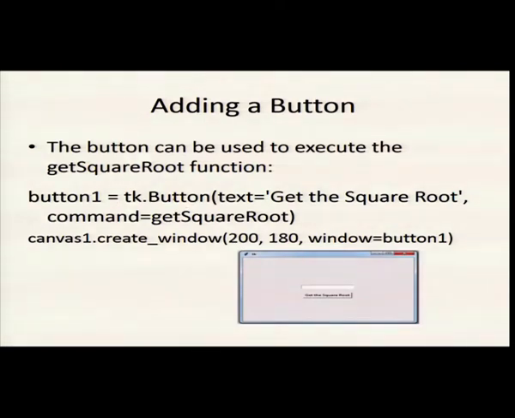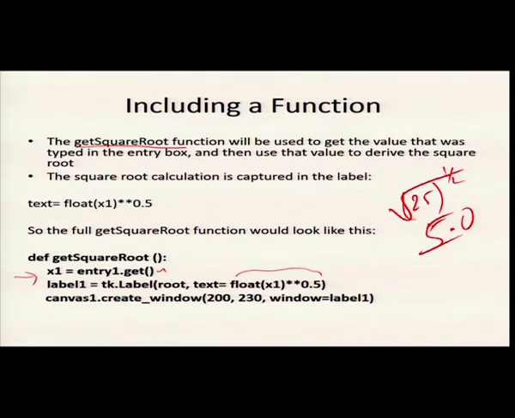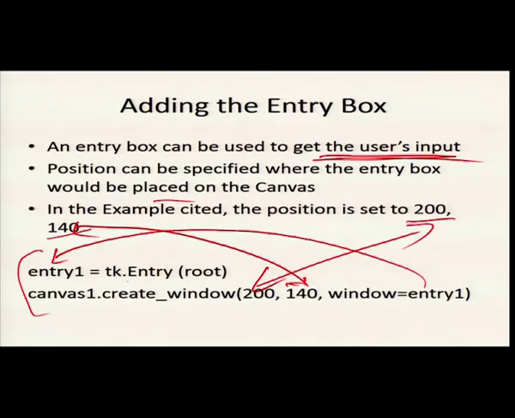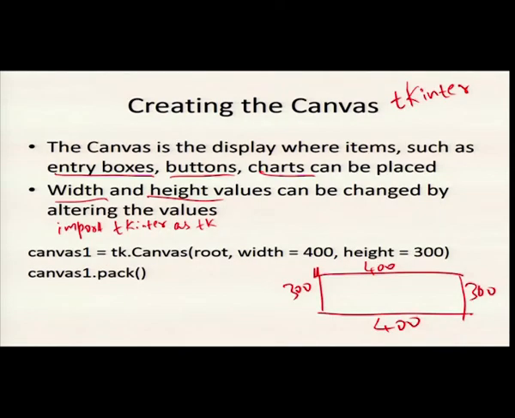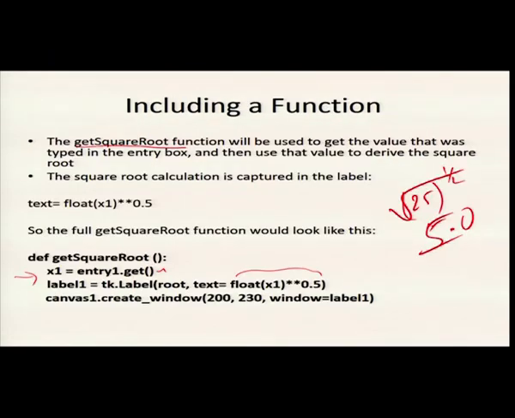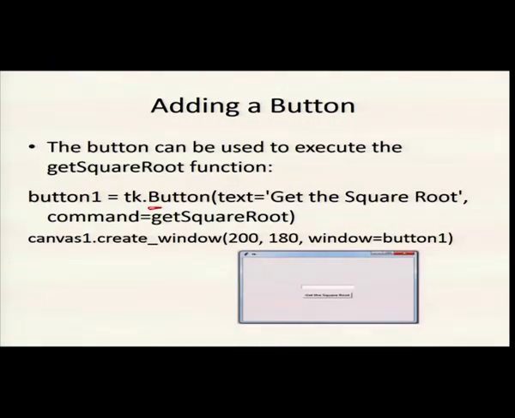My dear viewers, here this B in Button should be in capital. Similarly, in the earlier slide, tk.Entry, E should be in capital, and tk.Canvas, C should be in capital. So, now tk.Button, text equal to get the square root, command equal to get square root.